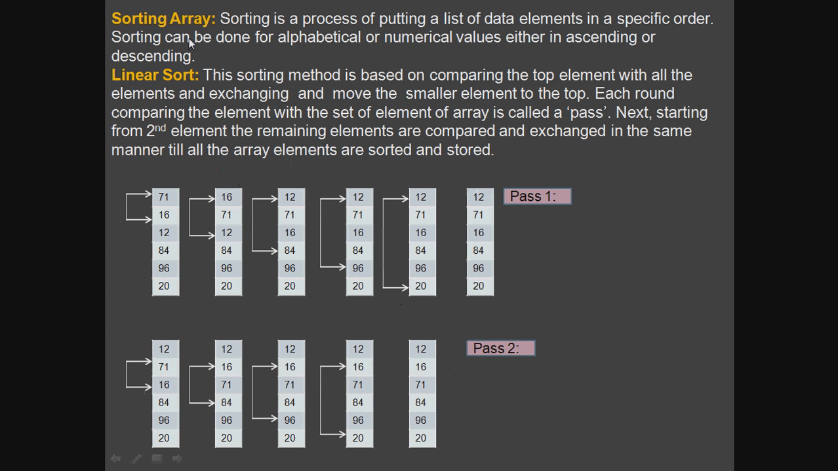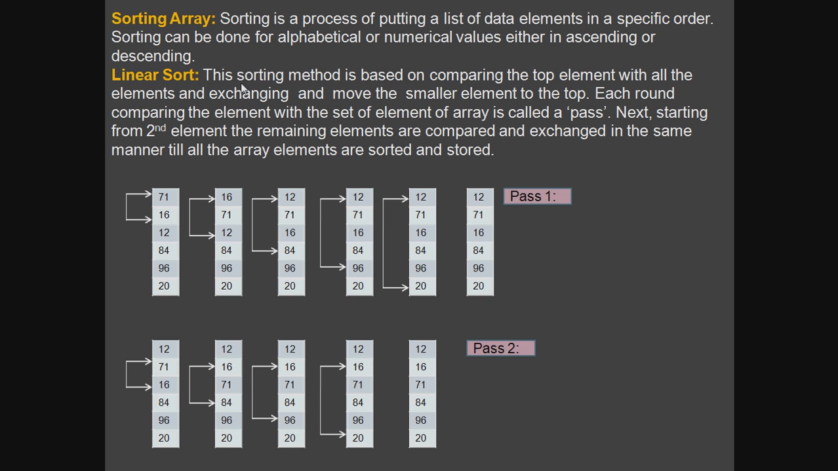Now, sorting an array. Sorting is a process of putting a list of data items in a specific order. Sorting can be done for alphabetical or numerical values, either in ascending or descending order. In the previous topic we saw linear search, where you search for a particular value in the array. Now you can sort the values that are stored in the array, either in ascending or descending format.